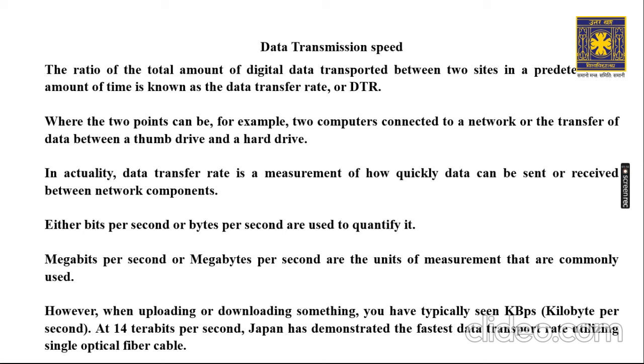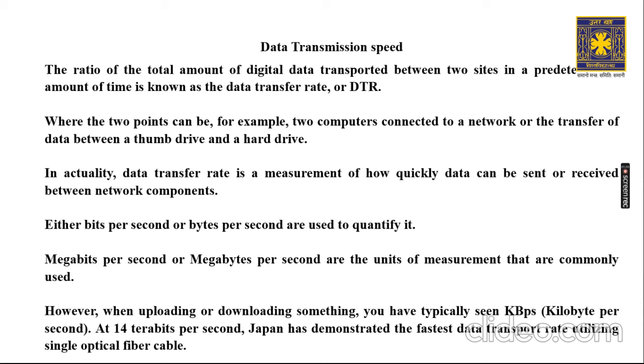Actually, data transfer rate is the measurement of how quickly data can be sent or received between two network components, say two computers or any other networking device. Either bits per second or bytes per second are used to quantify it. That means the unit of data transfer rate is bits per second or bytes per second.